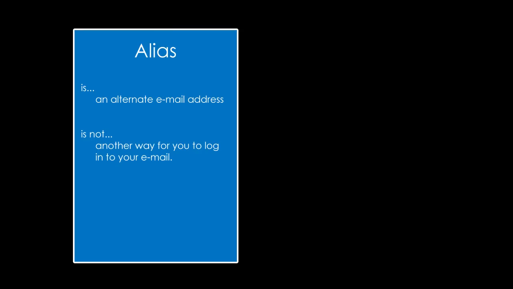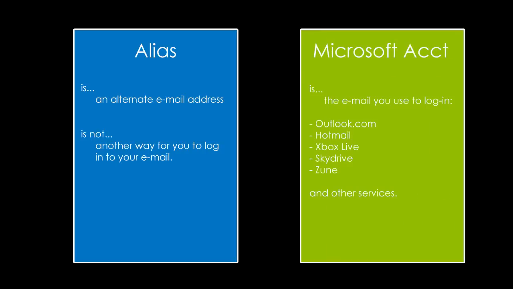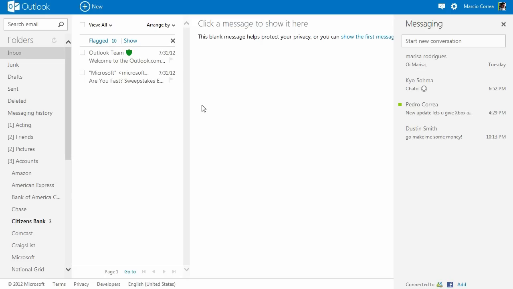But what's the difference between an alias and a Microsoft account? An alias is just that, an alternate email without disclosing your real email. You can't use an alias to log into your email. Microsoft account is the name replacing Windows Live ID. This is the email address that you use to sign into the different services, such as Xbox, Outlook.com, Hotmail, SkyDrive, etc.